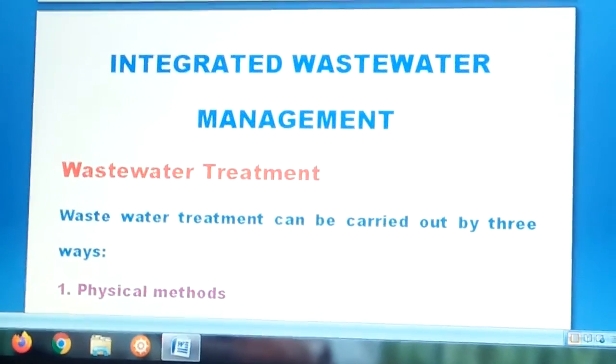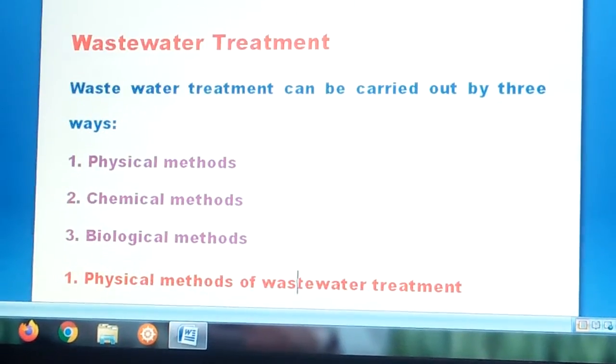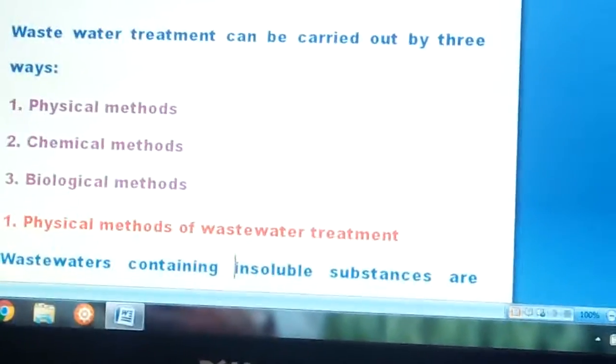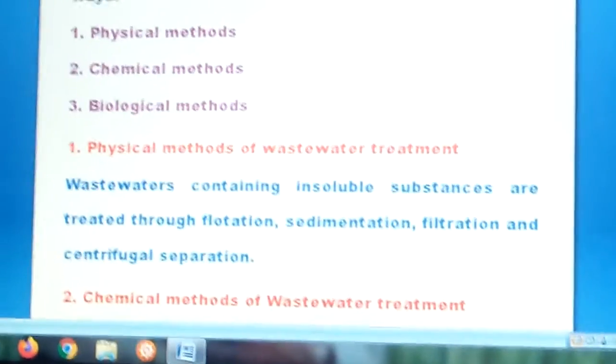See, wastewater treatment can be carried out in three ways. One of the methods is the physical method, next chemical methods, and then biological methods. Then physical methods, you know very well that we are physically treating the water. That means what type of water can be treated by physical method?